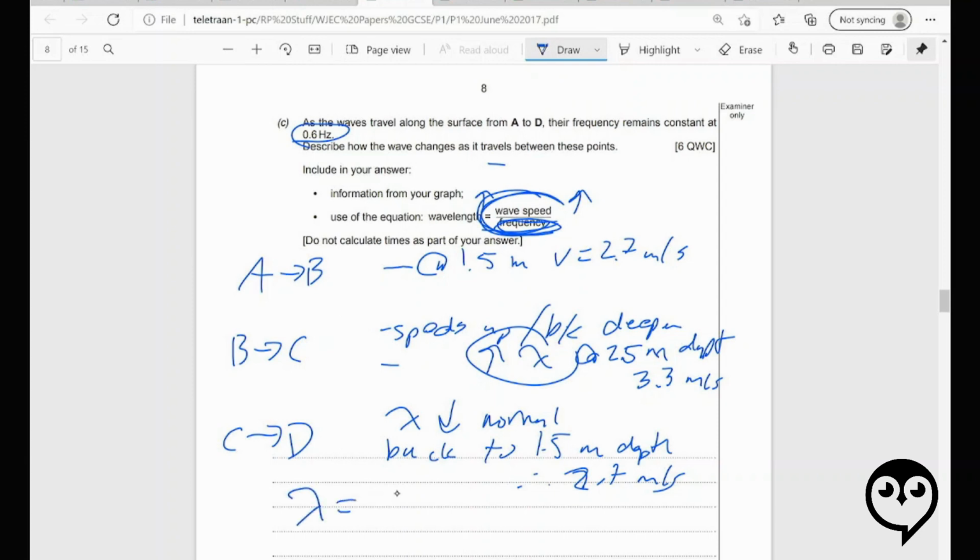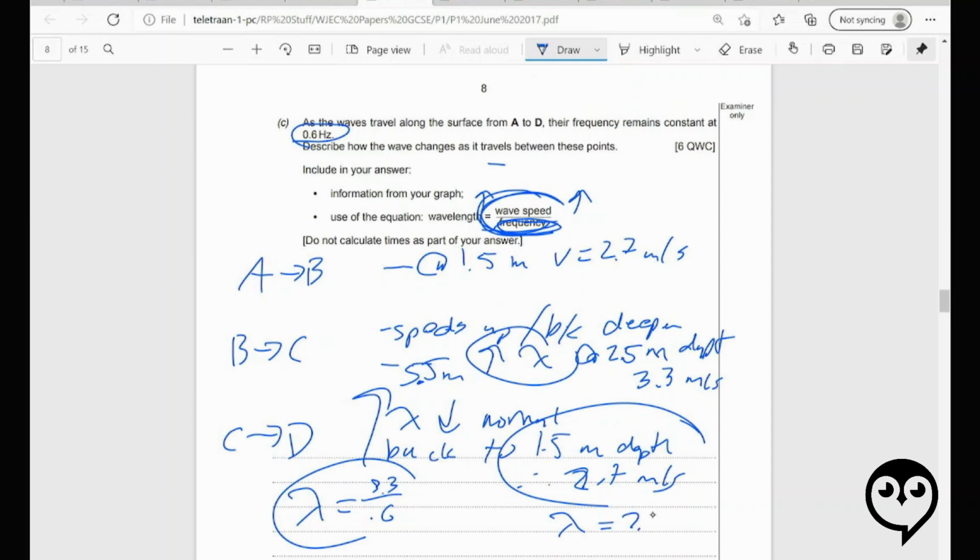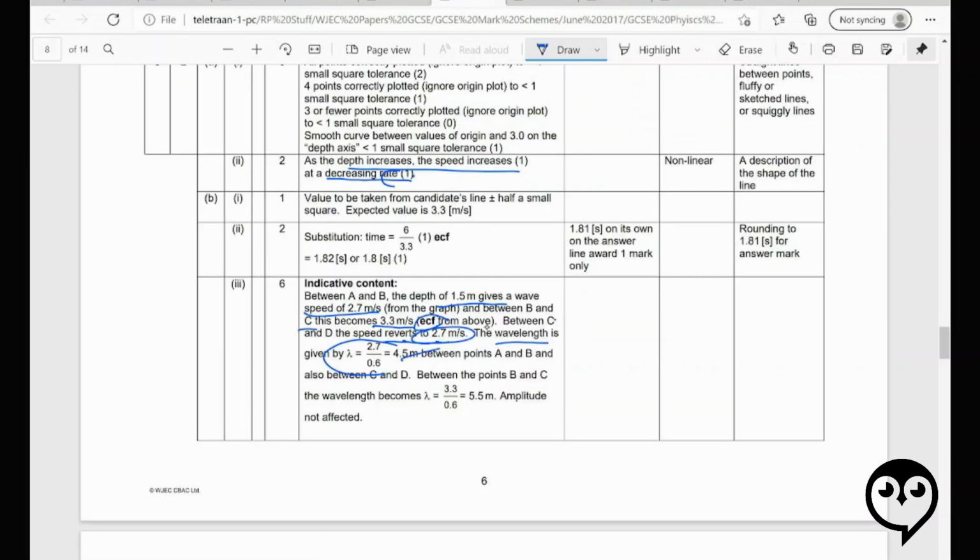So what could the wavelength be? Well, 3.3 divided by 0.6 hertz. So over here, we have got a wavelength of 5.5 meters. And in these situations at 1.5, the wavelength from A to B and C to D is going to be something along the lines of 2.7 divided by 0.6, which gives us 4.5 meters. So it changes by a meter. Okay, so there we go. That amplitude is not affected.